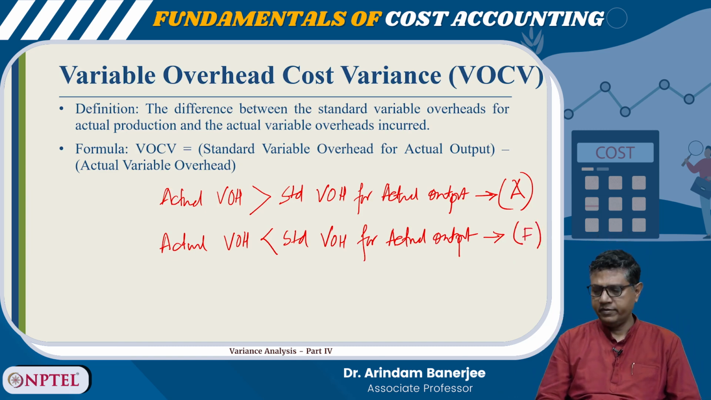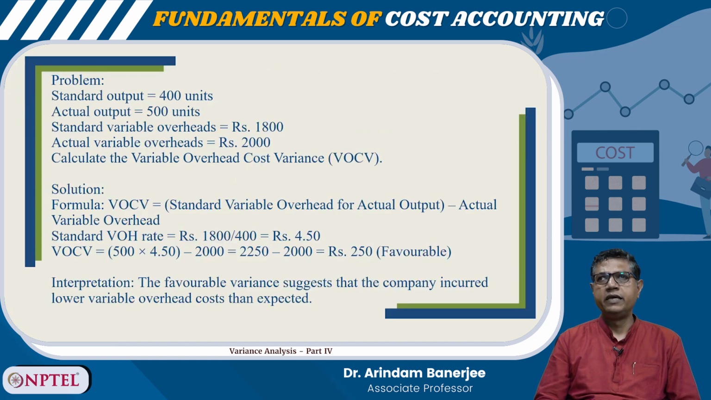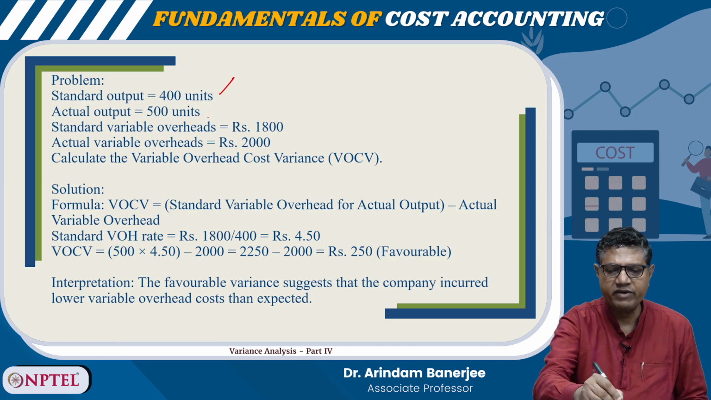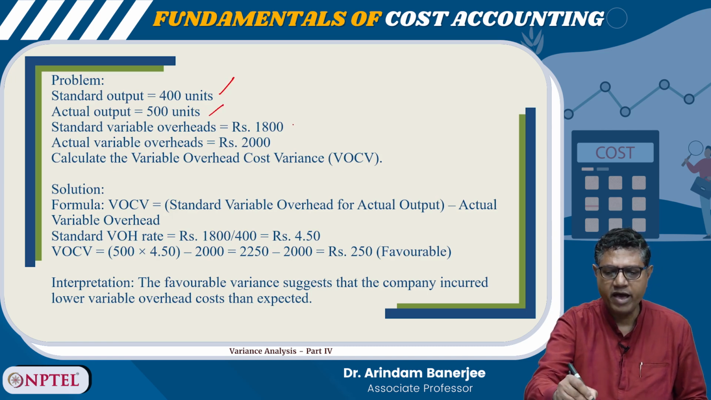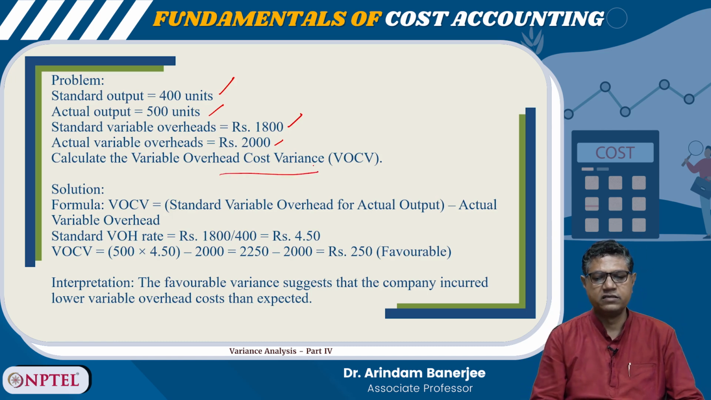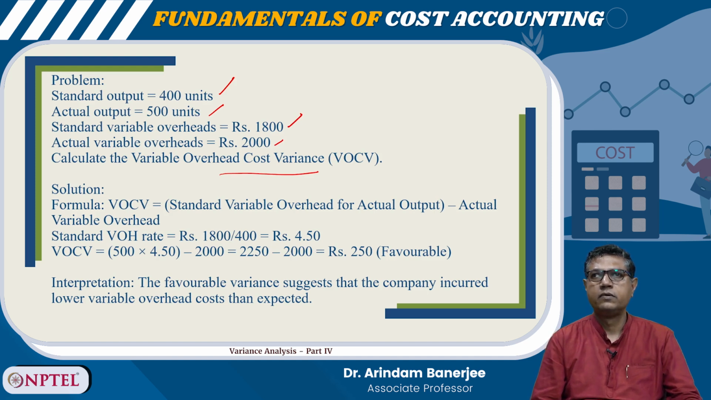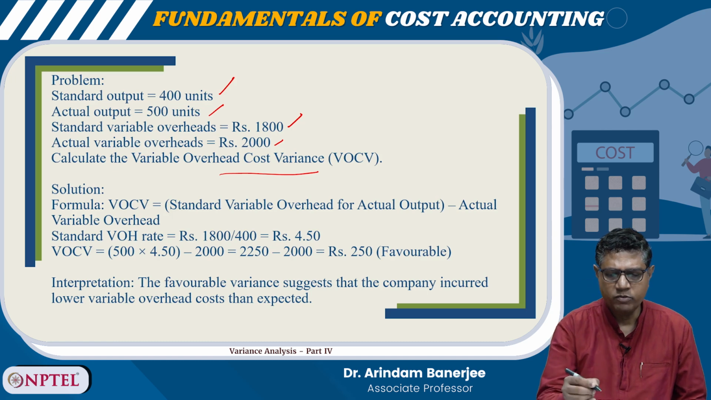Fine. Okay. Now, here is a problem, right? Standard output is 400 units, actual output 500 units, standard variable overhead 1800, actual variable overhead 2000. Calculate the variable overhead cost variance, right? So, the formula is what?